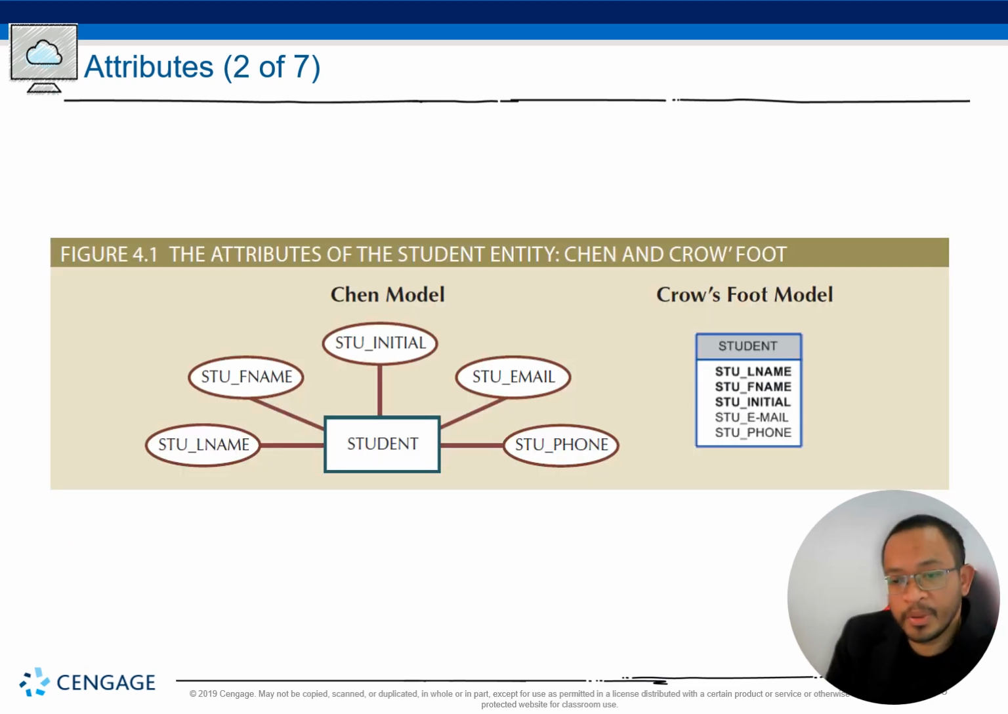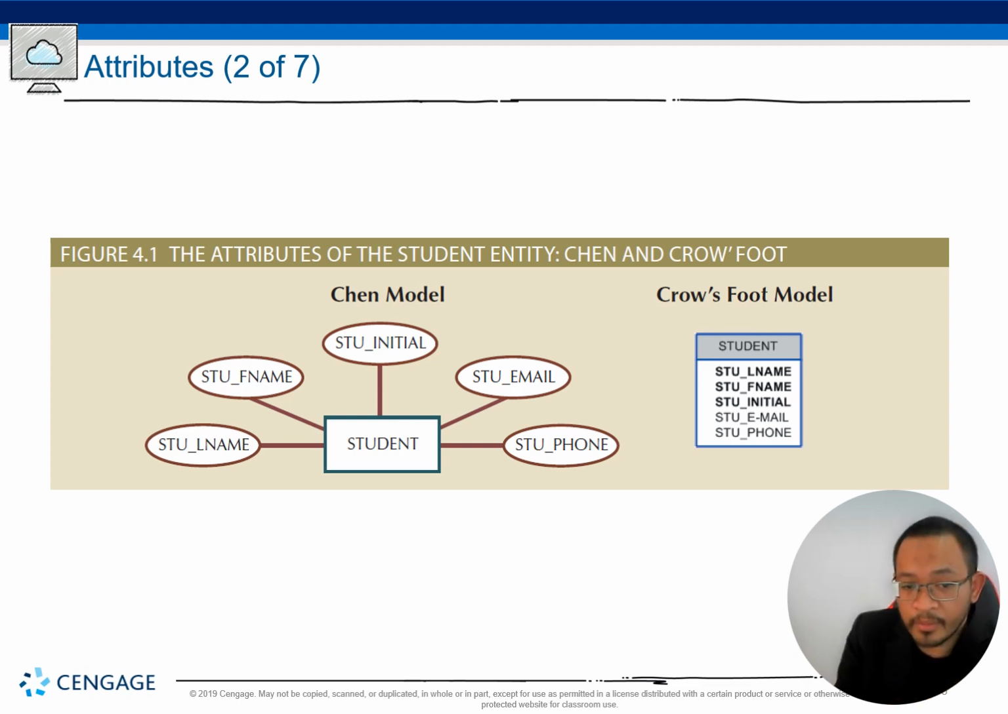So the example of the Chen model and the Crow's Foot model. Whenever you are doing your assignment, you can select either one, whether you are doing a Chen model or a Crow's Foot model, but do not mix them together. For example, you have the entity of a student. So how do we describe the student?